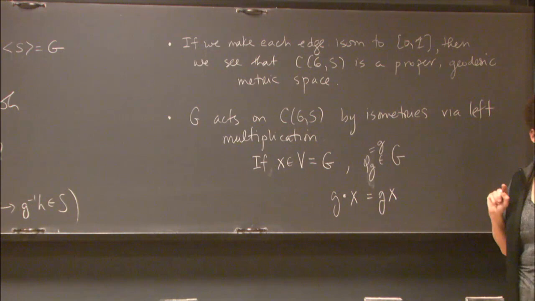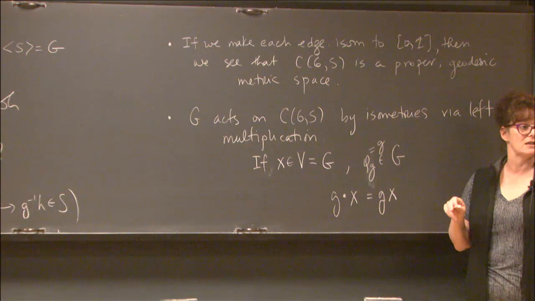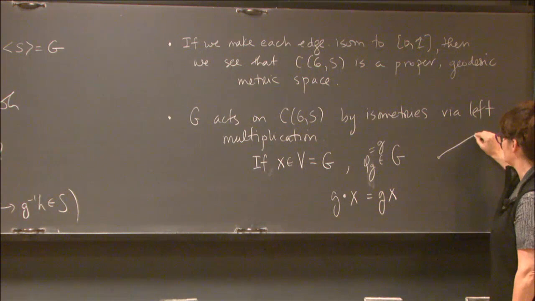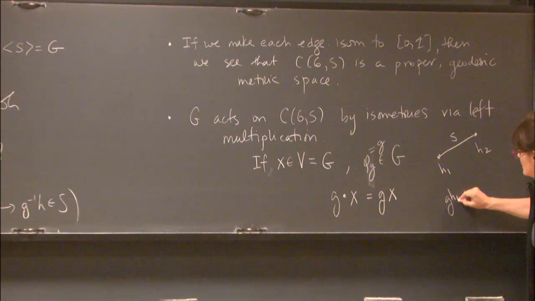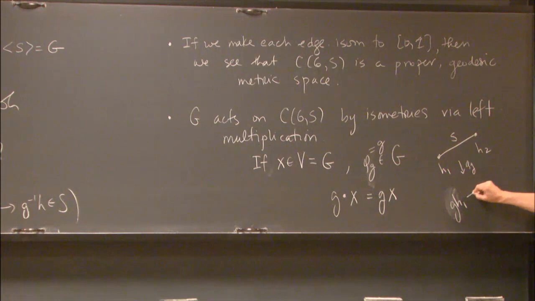To realize this is an action by isometries, you think about an edge that you already had. This was an edge in the graph with some s between the two vertices. When I hit the whole thing by g, this is my little isometry, you want to make sure that you get an edge that looks like this with the same s on it. You can see from the definition that that's clear.